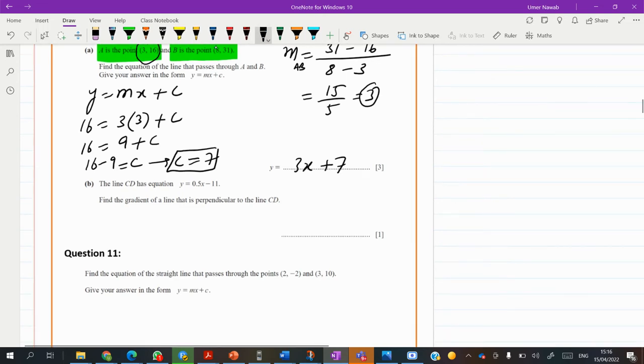Perpendicular, guys, is talking about in the B part. The gradient of this line is 0.5, which is 1 over 2. If you want to write the gradient, you need to know the two things: change the sign. So if it is a plus sign, minus 2 over 1, you need to reciprocate it. The gradient of the line that is perpendicular to the line CD, we found it, which is minus 2.